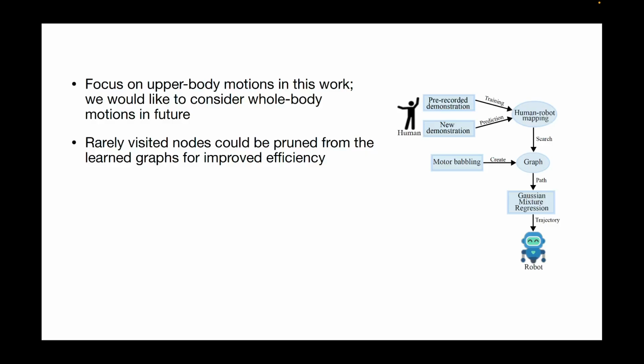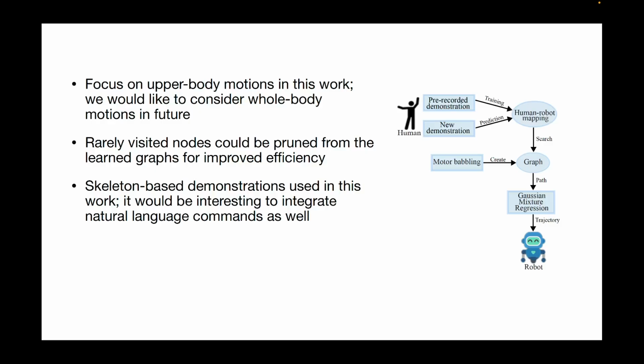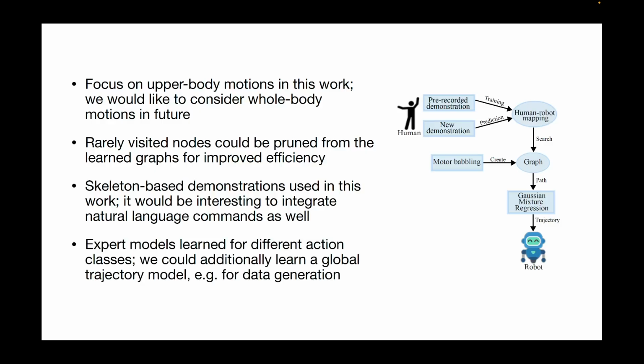To optimize the graphs and reduce the memory requirements, it could be useful to prune rarely visited nodes from the graphs occasionally. In this work, learning is performed purely based on skeleton information, but it will be interesting to consider an extension that enables language commands to condition motions. Finally, in STORM, dedicated expert models in terms of Gaussian mixture models are used for representing concrete motion types. In future work, a global generative model of motions could be learned as well. This could perhaps be used to generate synthetic trajectories for additional learning.